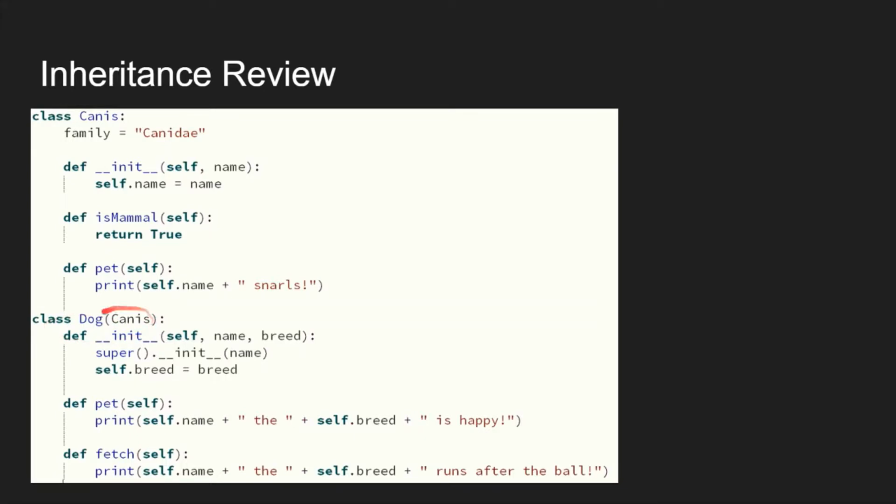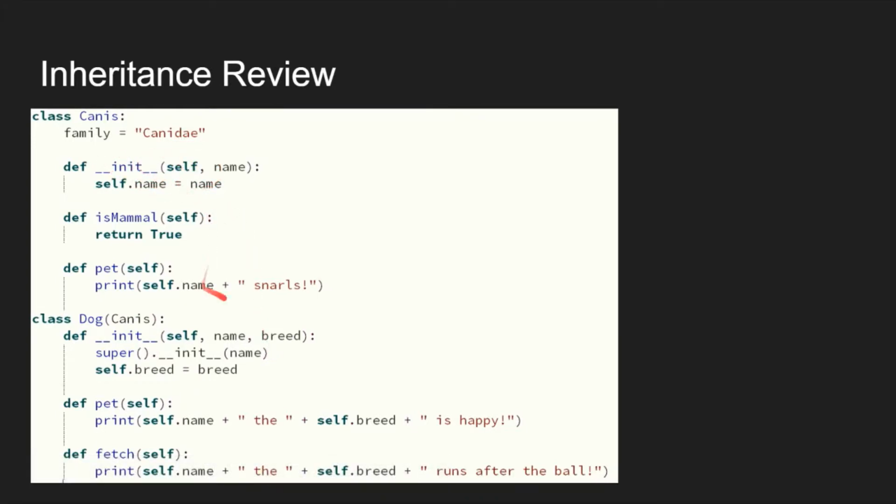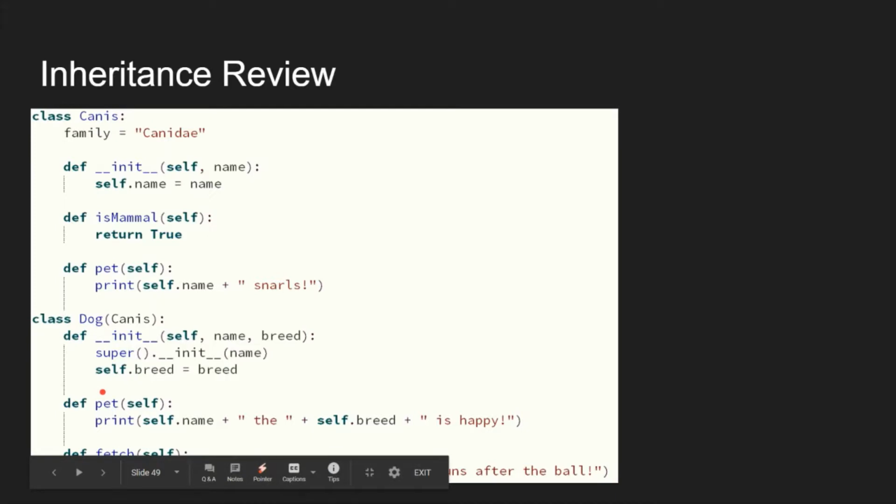Then we have the class Dog, which inherits from Canis, meaning Dog is a type of Canis, but it also has additional properties. First, we override the init method, because we want to also take in breed. So first we call the super init with name, so we can still define the name. And then secondly, we set the breed property. So this could be like golden retriever, for example. And then we pet the dog. So our function for pet, instead of saying snarls, says it's happy. So this pet method is also overriding the parent's pet method.